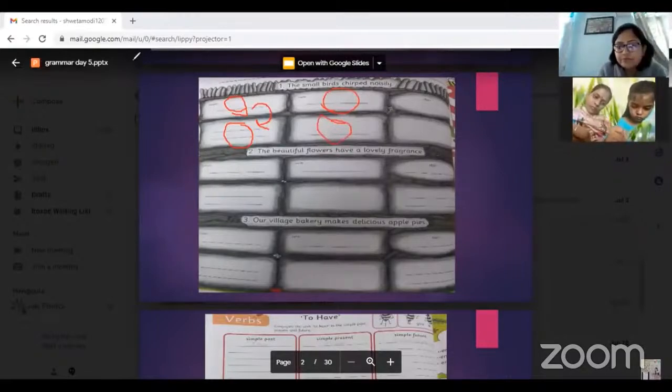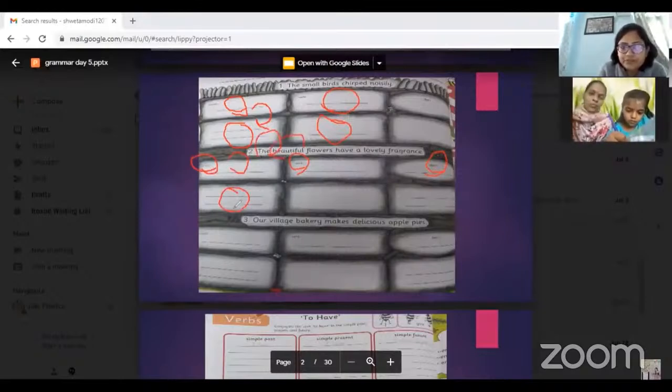Ma'am, do the columns have any specific name up there? Yes, this is subject. This is verb, and this is object. So subject will come here. And in this, the beautiful. Can you see the beautiful? Yes, ma'am. So we have two lines. Can you see two lines here? If there are two lines, that means two words. So the will come here and beautiful will come here.